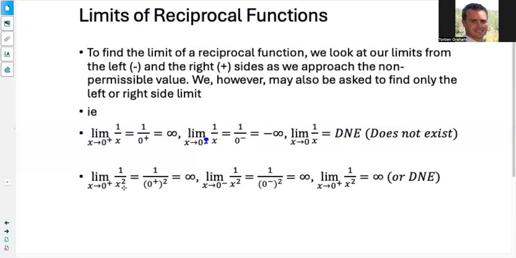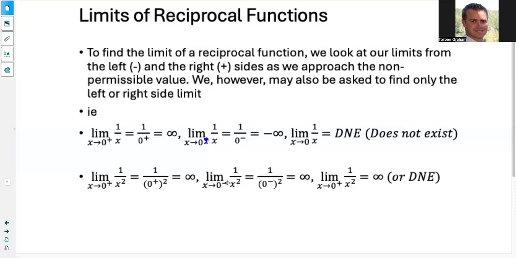Now, if we have our limits for 1 over x squared, say we're going from the positive side, then we're looking at 1 divided by 0 as we approach 0 from the positive side. So once again, something infinitesimally small, but positive. When we square it, that's still going to be infinitesimally small, but positive. So 1 divided by that will take us to positive infinity.